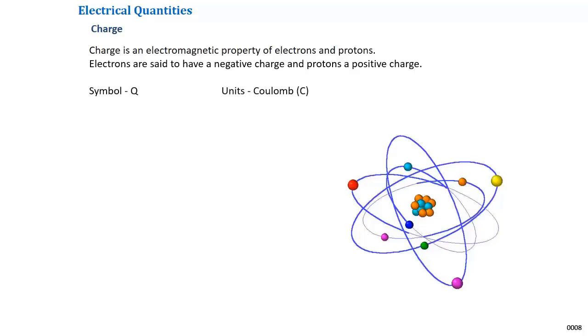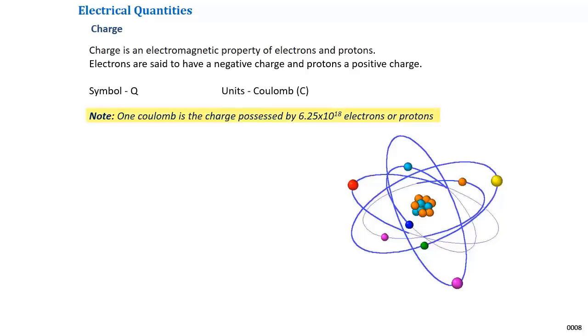The symbol associated with charge is the letter uppercase Q, and its unit is the coulomb, abbreviated to the letter uppercase C. As the amount of charge carried by one proton or one electron is very small, the unit of charge is always considered in multiples of electrons or protons. 1 coulomb of charge is the charge possessed by 6.25 times 10 to the power 18 electrons or protons.